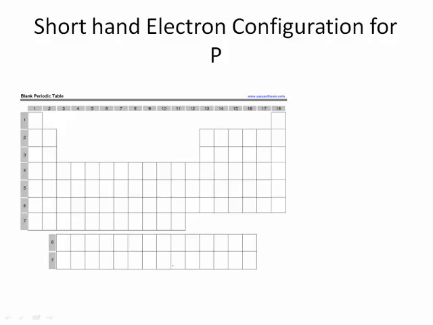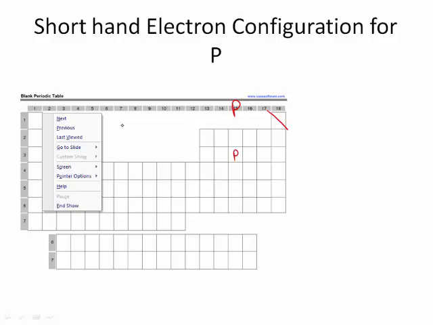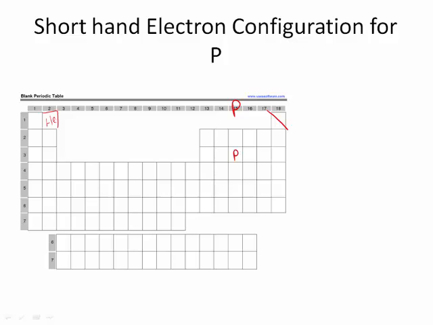Let's look at phosphorus. So here's phosphorus. Remember that my P's are here. I'm going to put my box over here for helium. S's are here. D's are here. F's are here. Remember to jump down one energy level for the D's.